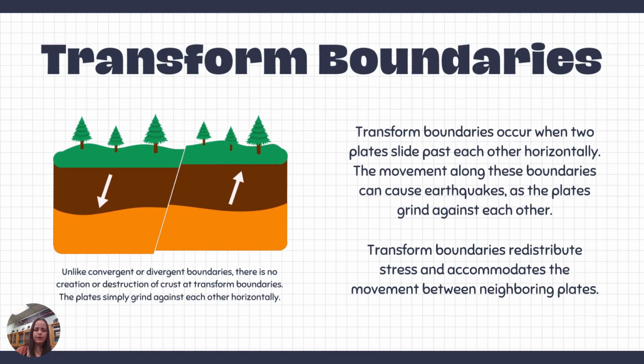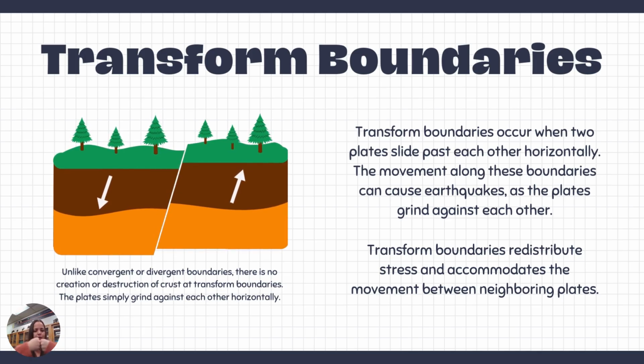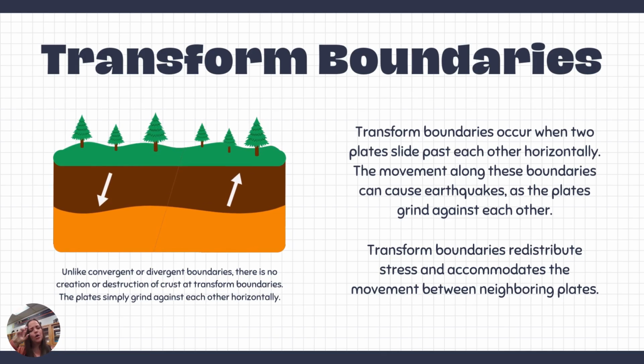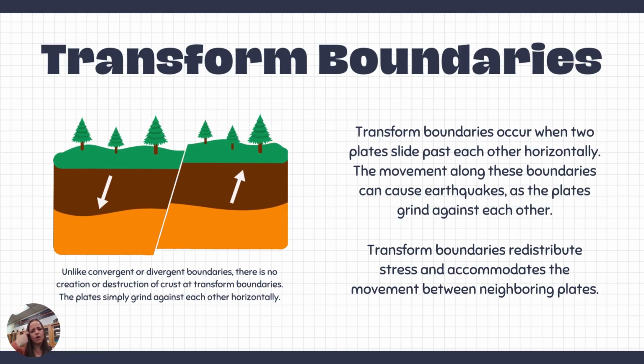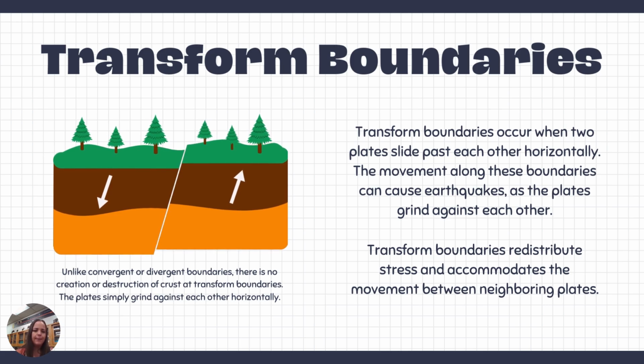When we look at these boundaries, a lot of the time we're looking at them in map views. These are some cross sections. This is a cross section showing you that movement. But in general, we look at their movement and their behavior in map view, so top down. Whereas for the other two, because things are being pushed together or pulled apart, we're oftentimes looking at them in cross section. So there's no creation or destruction happening here.